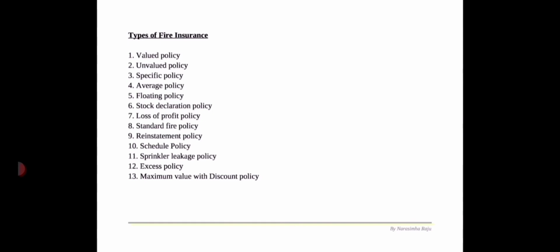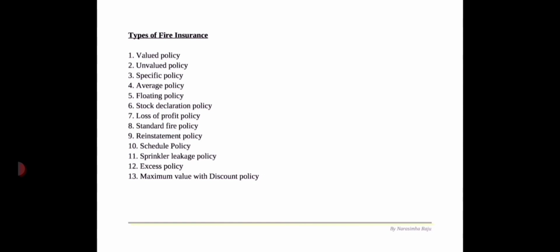And the next type of insurance is average policy. An average policy is one which contains the average clause. This clause requires the insurance company to pay only that portion of the loss which is borne by the insured amount to the actual value of the subject matter of the insurance.